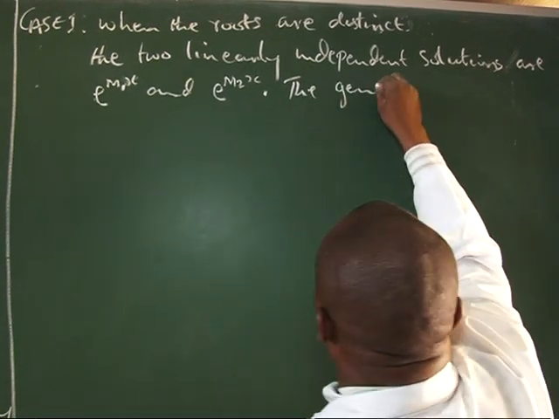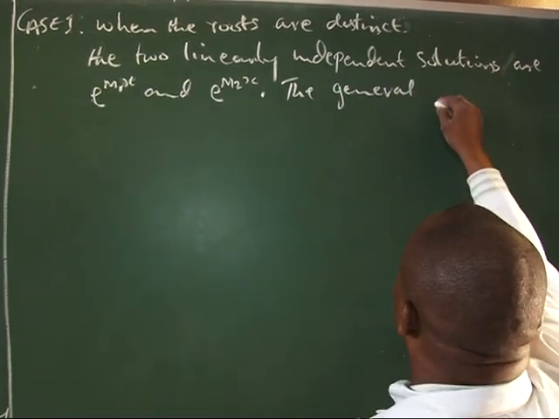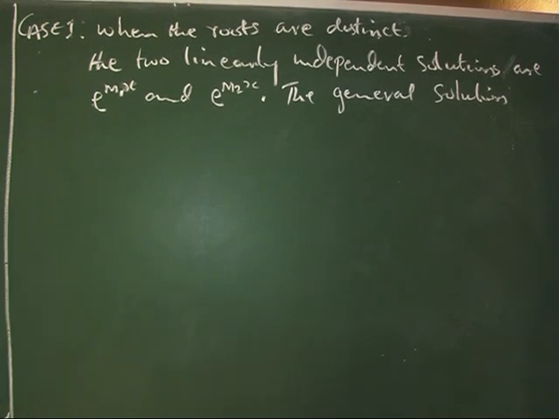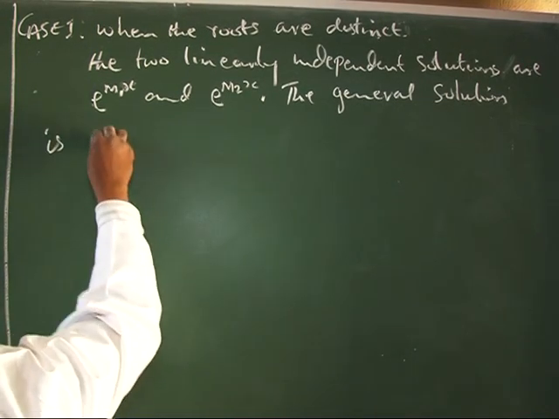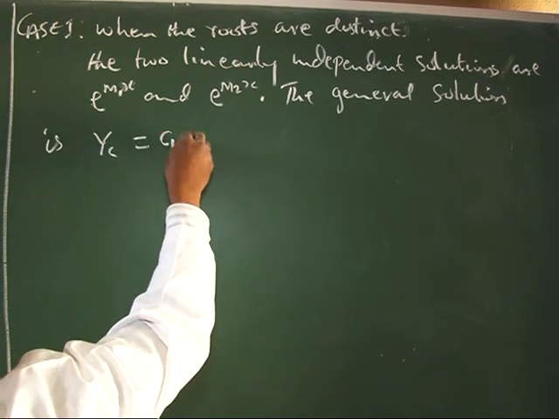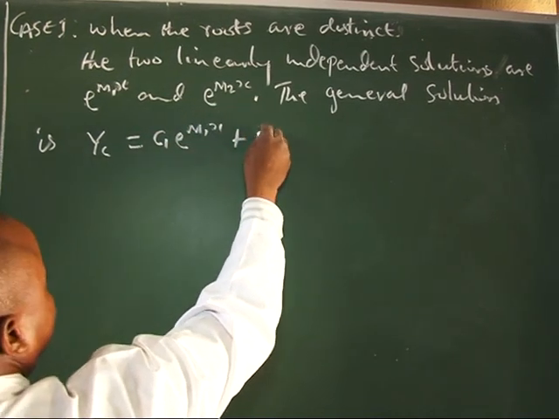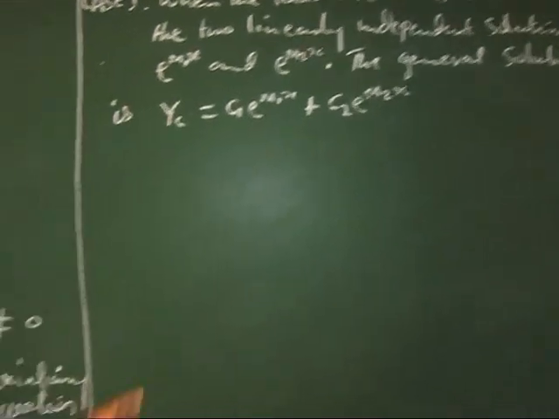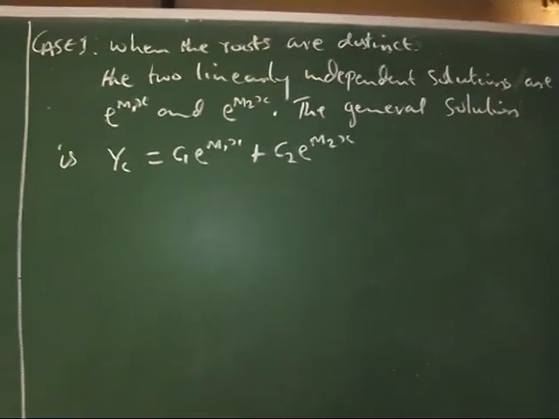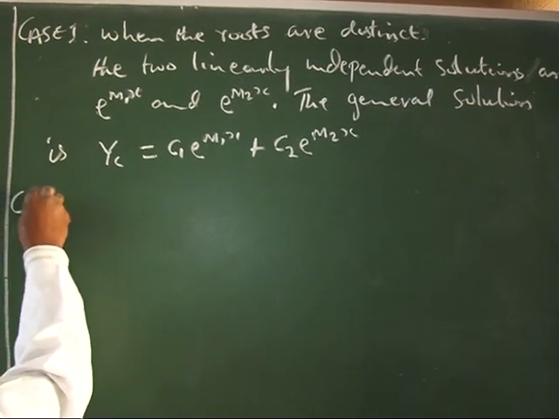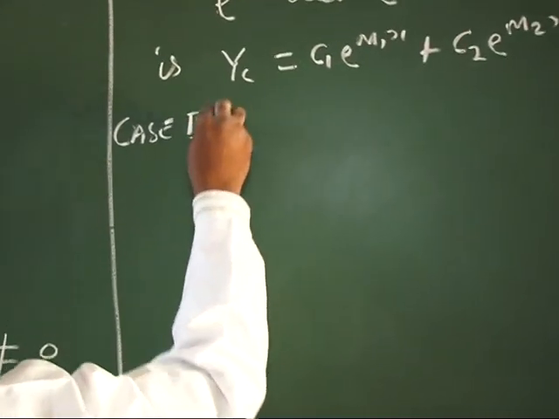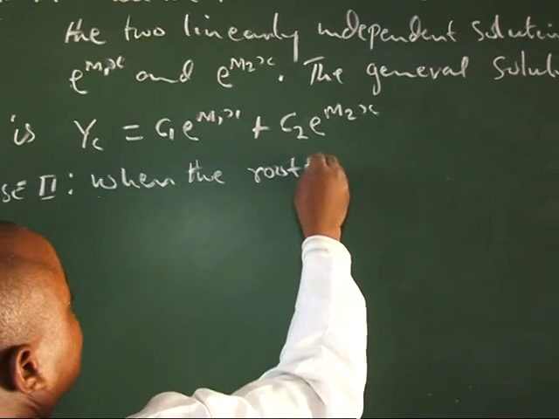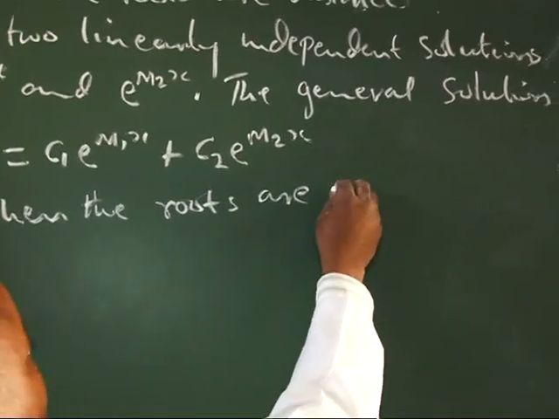The general solution or the complementary function is yc is equal to c1 exponential m1x plus c2 exponential m2x. That will be the complementary function. Now we also have another case. Case 2, when the roots are coincident.